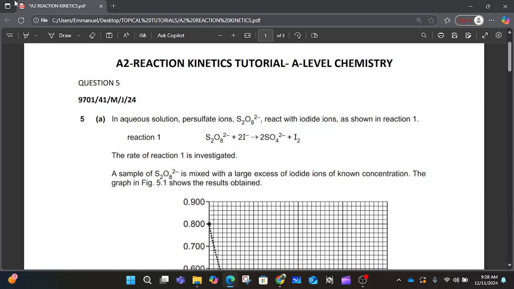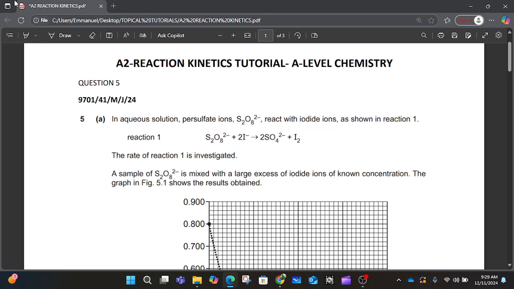Question 5, A. In aqueous solution, persulfate ions S2O8 2- react with iodide ions as shown in reaction 1. S2O8 2- plus 2I- giving 2SO4 2- plus I2. The rate of reaction 1 is investigated.